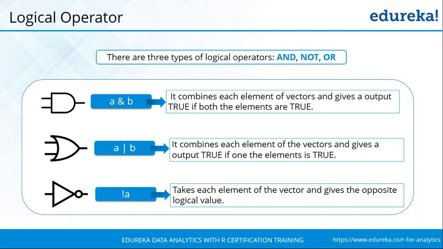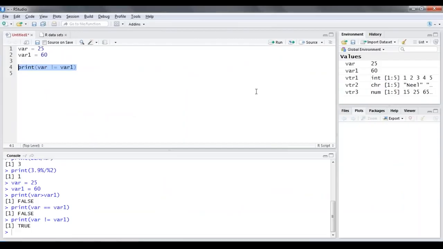Now, you get the output to be true only and only if both values are true. In case one of them is false, then the output is considered to be false in case of your logical AND. But in case of your logical OR, if at least one value is true, then the corresponding output would be true. Now I'm quite sure that most of you would be confused. So what I'll do is, let's go back to our RStudio. I'll clear all this.